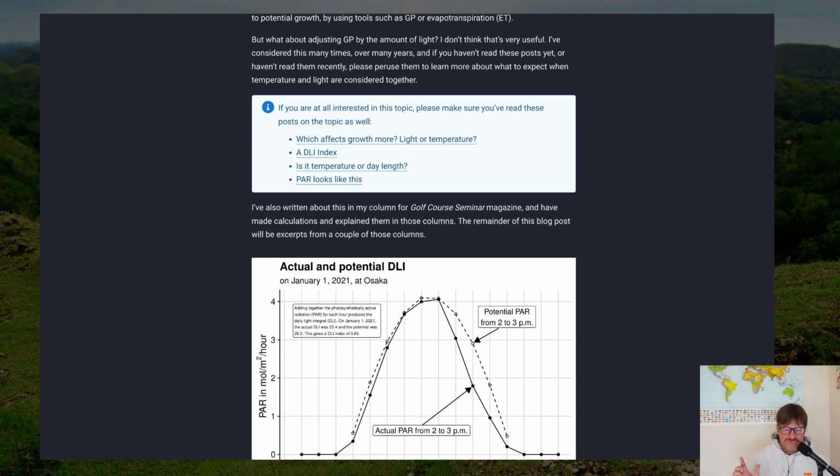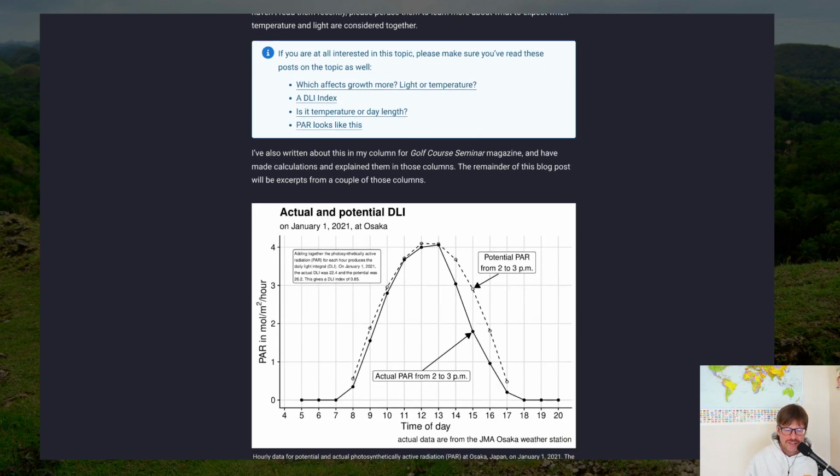But in most places where turfgrass is grown, the light never actually gets as low as people might expect. The temperatures are so cold that the grass can't grow, but there still might be enough light to support good growth.